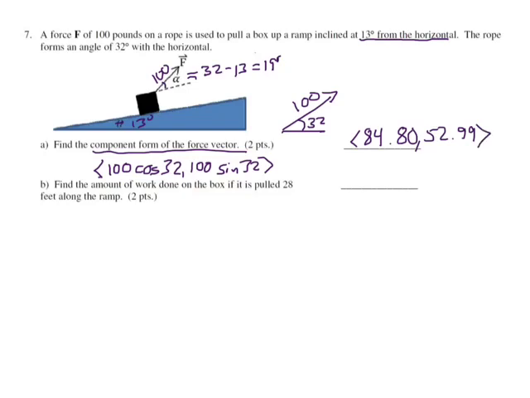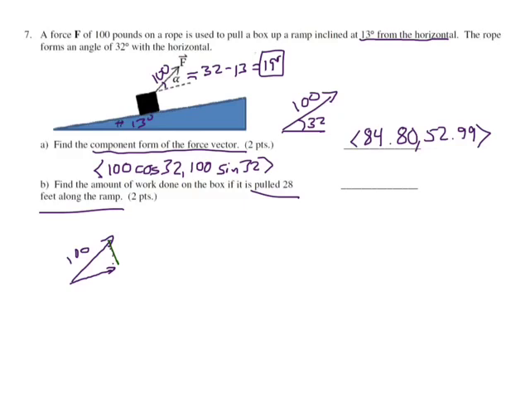Now I'm going to find the amount of work done on the box if it's pulled 28 feet along the ramp. Well, to find this, we're going to go back to this 19-degree angle here. And we have this force, with this 100-pound force. Okay. We have the effective force going up here. And if we were to drop down or think about the projection here, if we were to come down at 90 degrees off of this vector, we get this projection force.